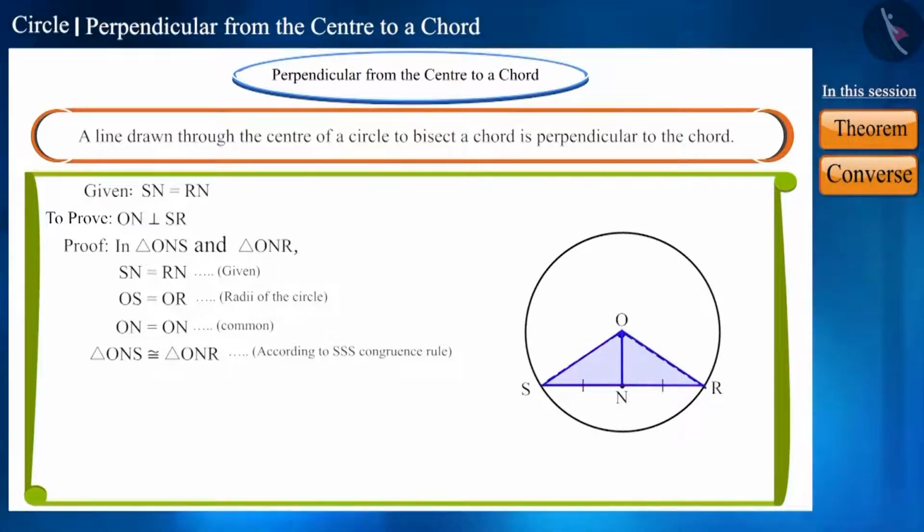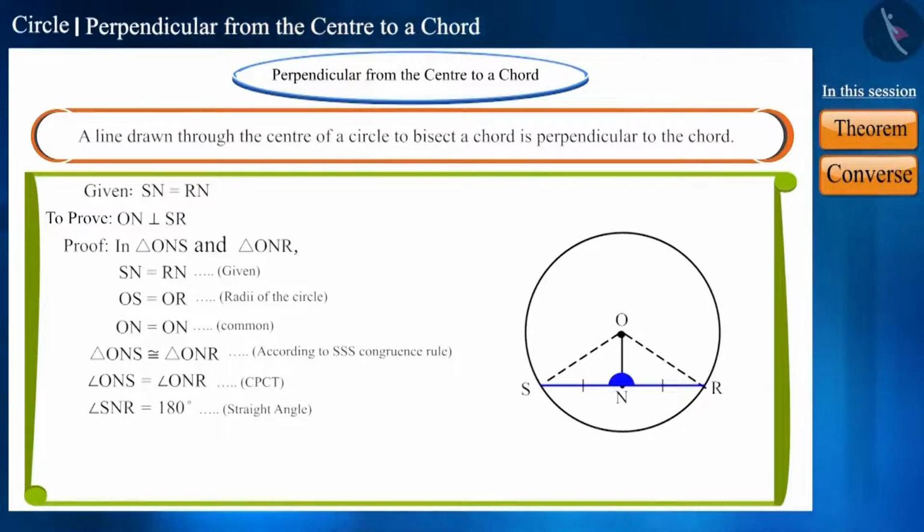And we know that the corresponding parts of congruent triangles are equal. Therefore, angle ONS and angle ONR will be equal. We have to prove that angle ONR and angle ONS are right angles. Look at the figure carefully. Angle SNR is a straight angle. Therefore, it will be equal to 180 degrees.